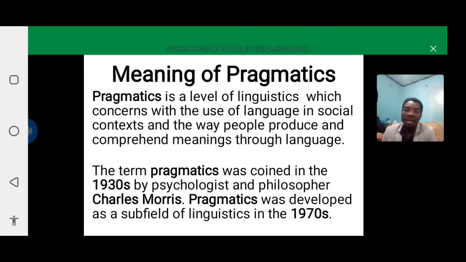Pragmatics is a level of linguistics which is concerned with the use of language in social context and the way people produce and comprehend meanings through language. The term pragmatics was coined in the 1930s by psychologist and philosopher Charles Morris. Pragmatics was developed as a subfield of linguistics in the 1970s.